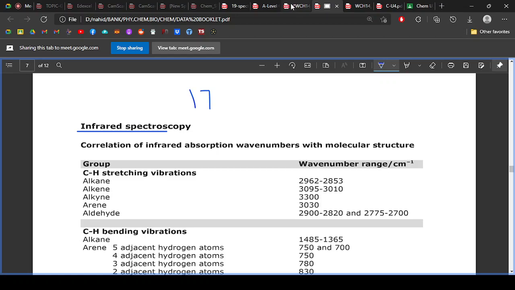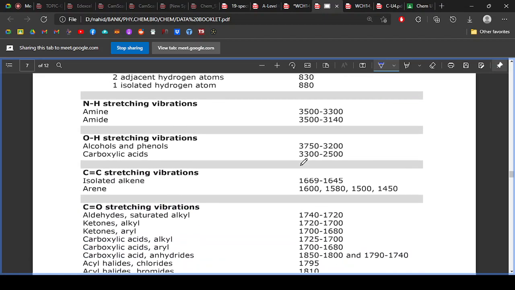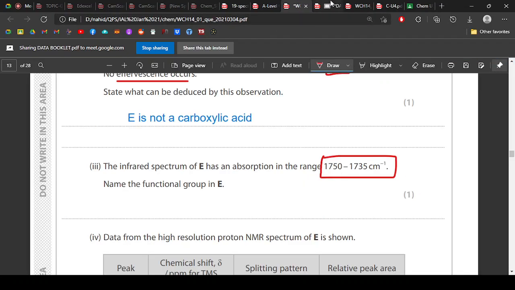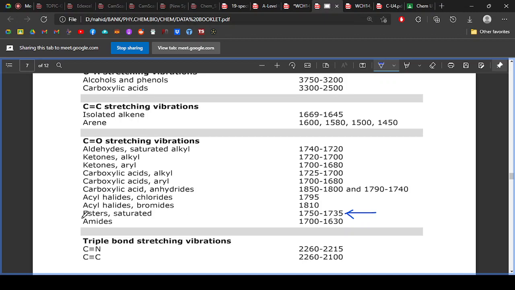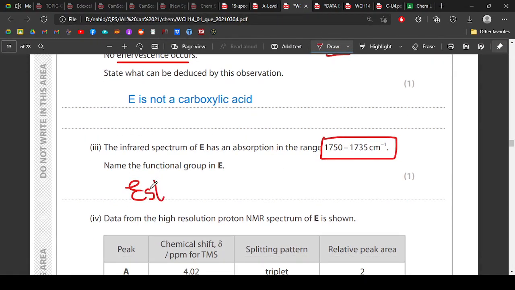They said 1750 to 1735. So now let's look at the values and try to find out what group or what bond gives you this absorption. 1750 to 1735. If I check here, I found the exact value, 1750 to 1735. Do you see that? So it must be an ester functional group. Is that clear? So you come back here and then you say ester. That's it.